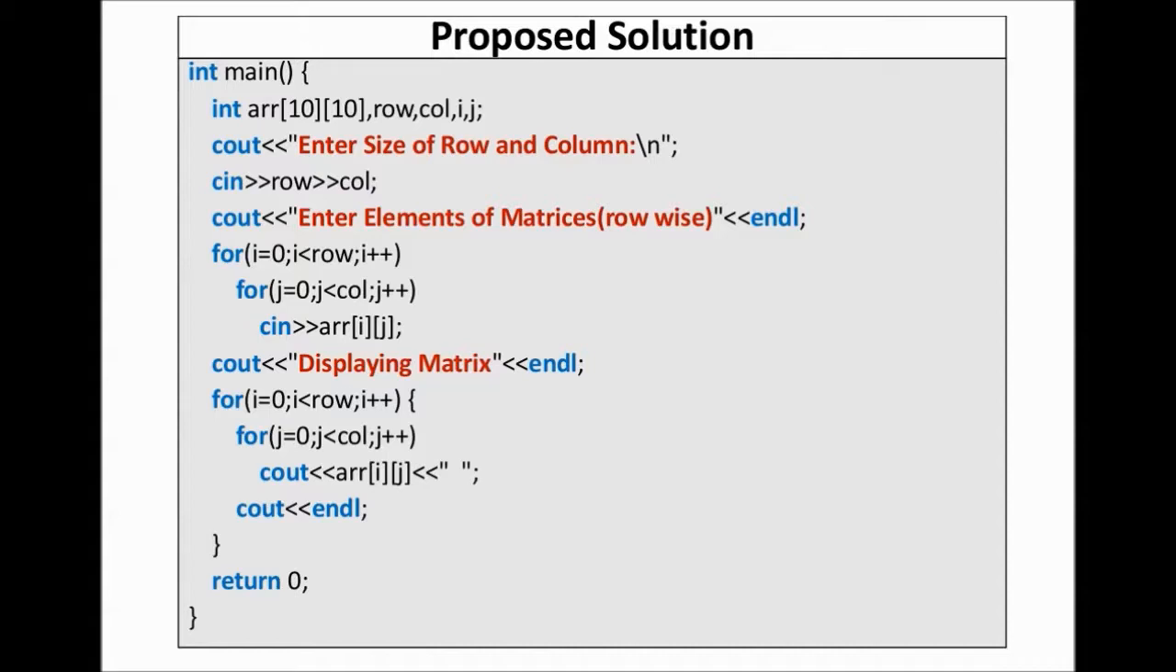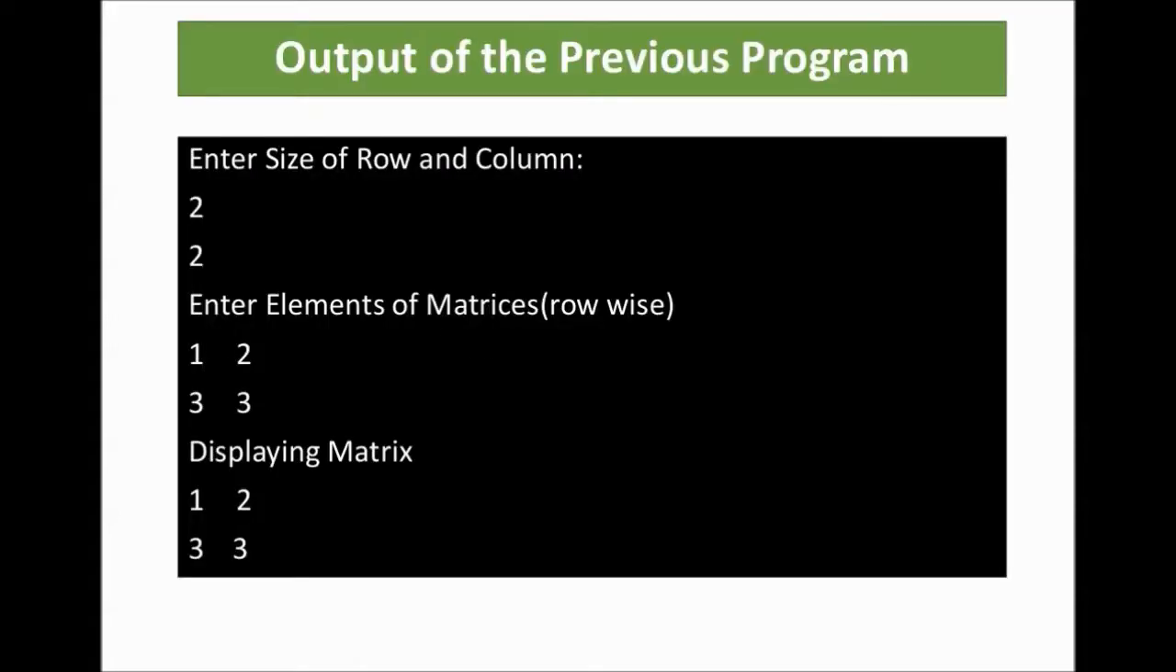The output of this program is: enter size of row and column. For example, we enter the size of this table as 2 and 2, number of rows 2, number of columns 2. Then we enter the elements of the matrix row wise, 1 2 and 3 3, and then we display the matrix, that is 1 2 and 3 3.